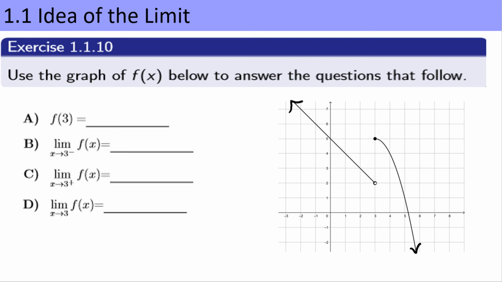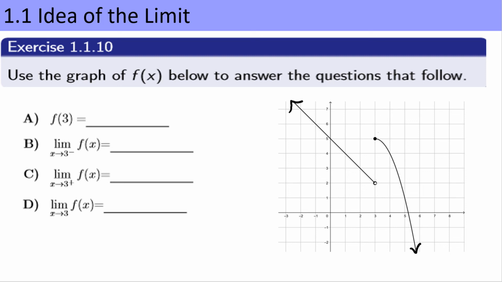The second piece is a downward-facing parabola, on the right side of the graph. It has a closed hole beginning at the ordered pair 3, 5, and then it decreases, intersecting the x-axis to the right of 5.